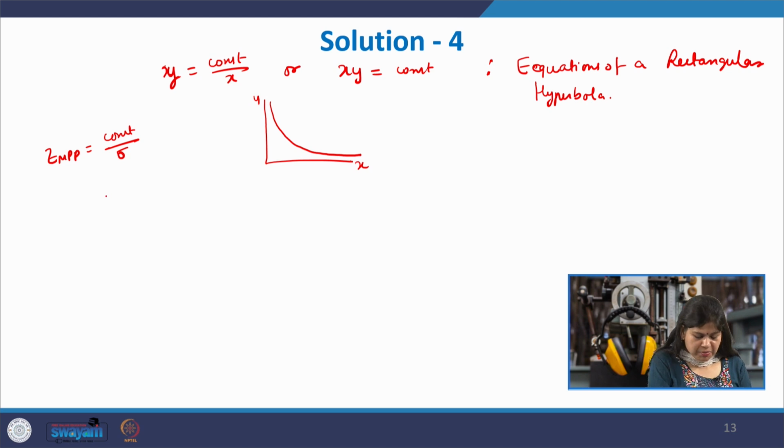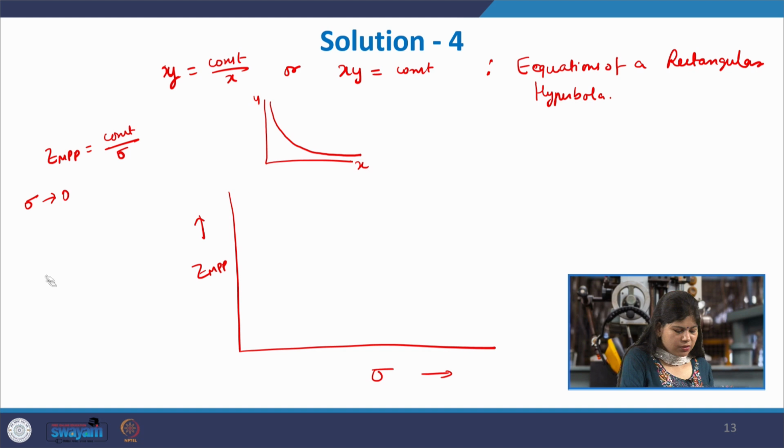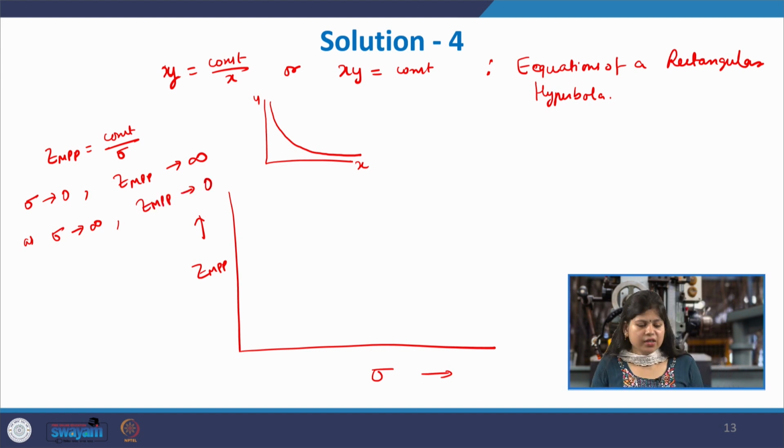So, what it means is that if you have an axis for sigma and the vertical axis for the Z of MPP, then as sigma tends to 0, Z of MPP tends to infinity, and as sigma tends to infinity, Z of MPP tends to 0. This is an asymptotic relationship. Okay.